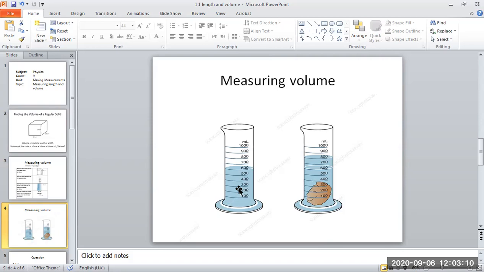Okay, this is our volume of the irregular object, but this will be milliliter cube. Okay, because we measure volume in cube. So here the volume of this solid object is 200 milliliter cube.